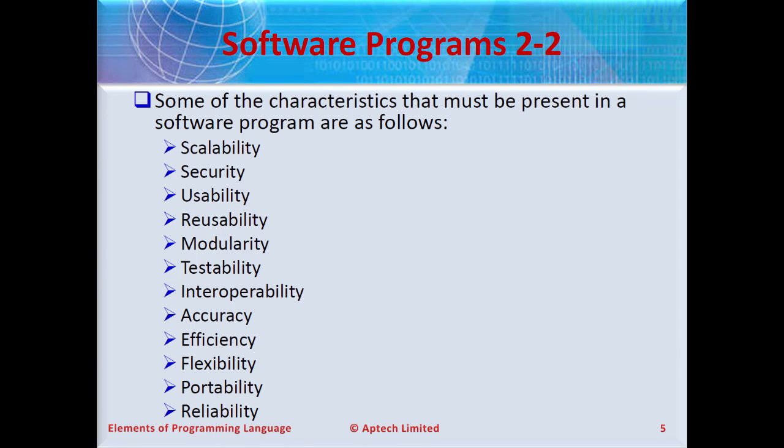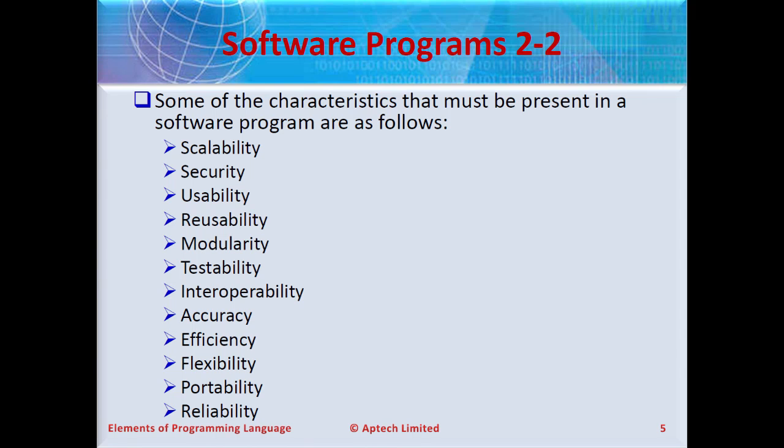We have reusability. Reusability means that one program can be used in multiple places. Take a good example like a point of sale system. The point of sale system used in one supermarket can be easily reused in another supermarket with little or no modification. So that is what we're calling the reusability of your software.